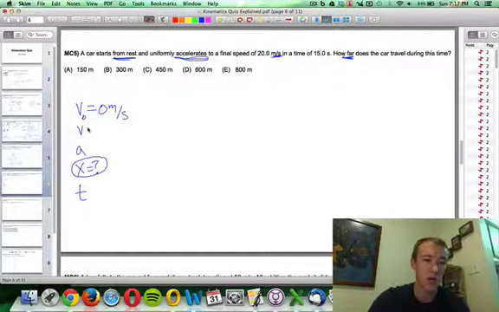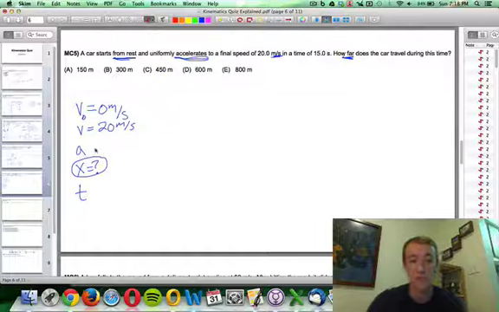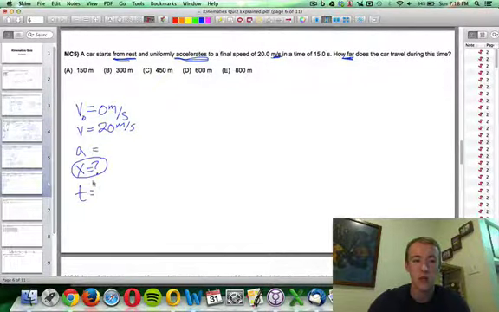Keep going. Final velocity. What velocity does it reach? Accelerates to a final speed of 20 meters per second. So that final velocity, 20 meters per second. Acceleration, we don't know that yet. I don't see that anywhere up here. Time. How much time does the whole thing take? Whole thing took 15 seconds in time. Good.